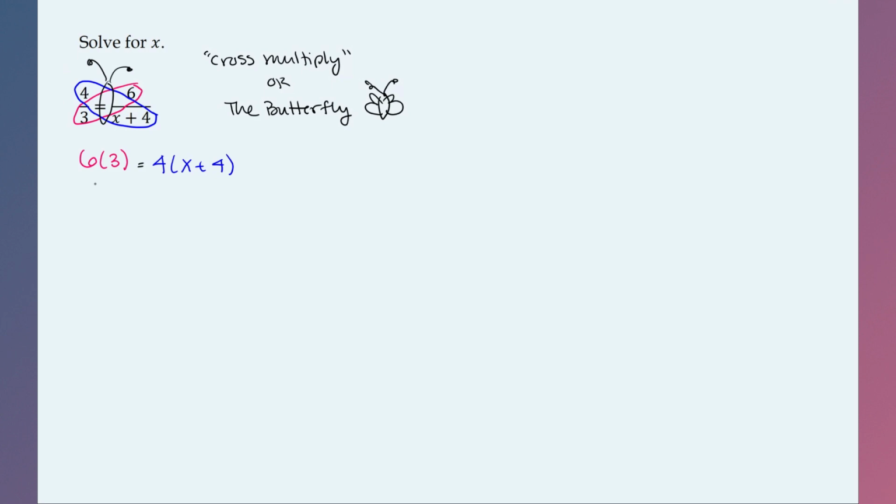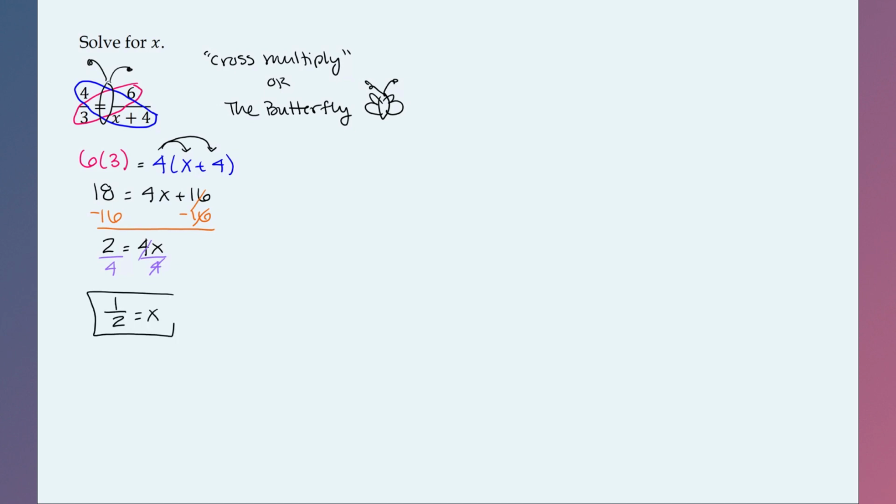So we have 6 times 3 is 18. We're going to distribute our 4 to both terms. We get 4x plus 16. We're going to continue solving with our inverse operations, subtracting 16 from both sides. We have 2 equals 4x. Next, we're going to divide by 4 on both sides. And then our last step here is to reduce the 2 over 4 to 1/2 equals x as our answer.